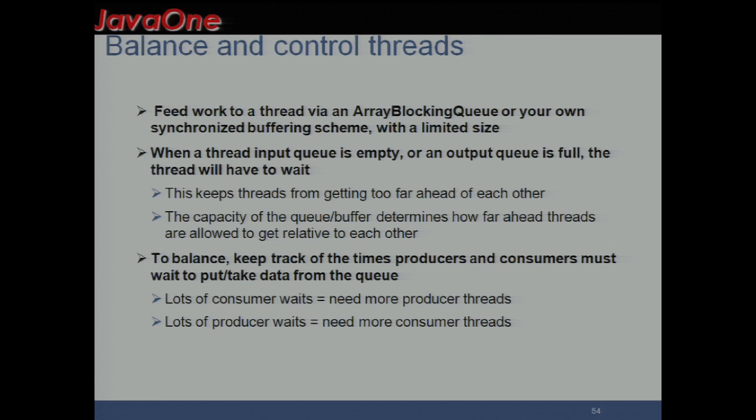And to keep track of whether you've got the proper balance of threads here, you can keep some statistics on the producers and consumers, and the number of times you have to wait to put or take. And if you have a lot of consumer waits, you need more producer threads. If you've got a lot of producer waits, you need more consumer threads.